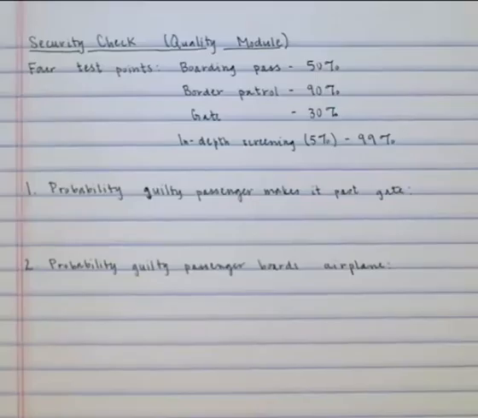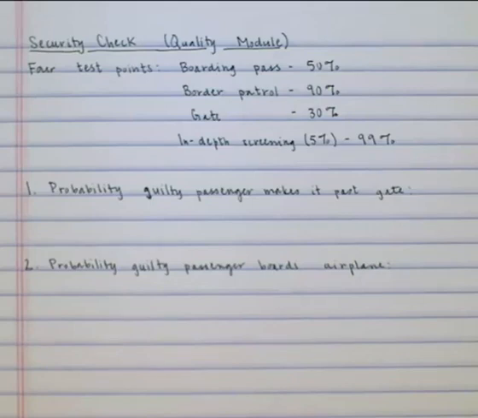This is the security check problem from the quality module practice problems. This problem is about travelers leaving the EU who face security screening at up to 4 different test points. These test points are as follows.